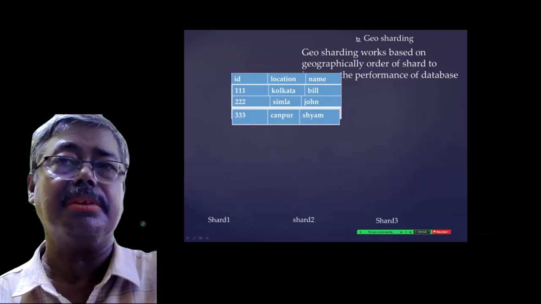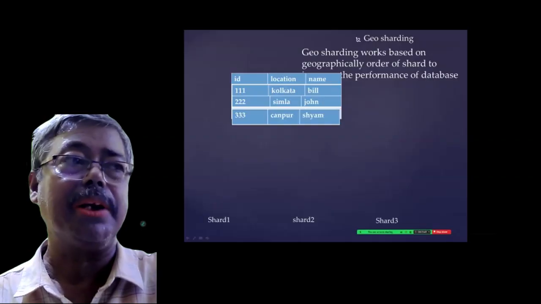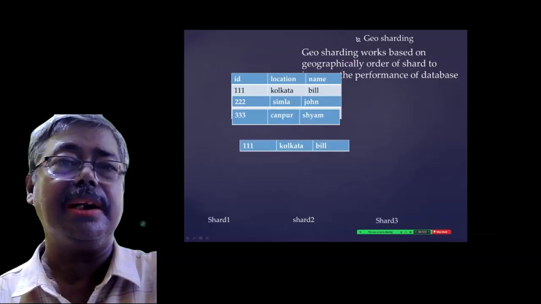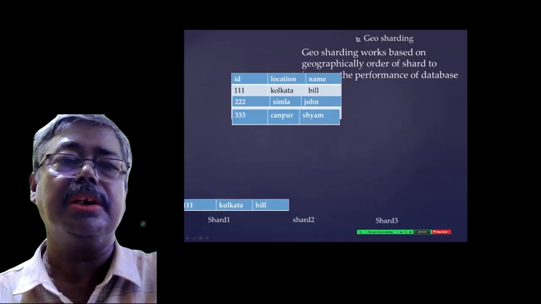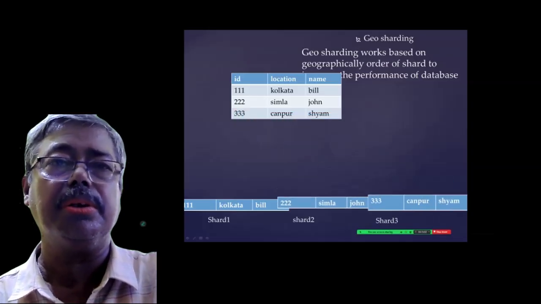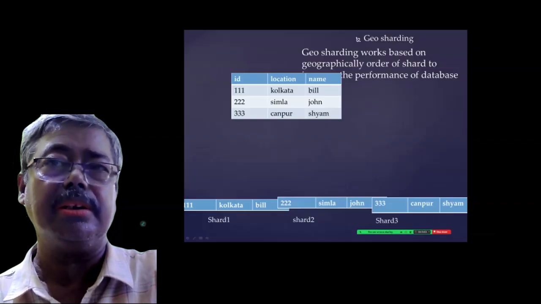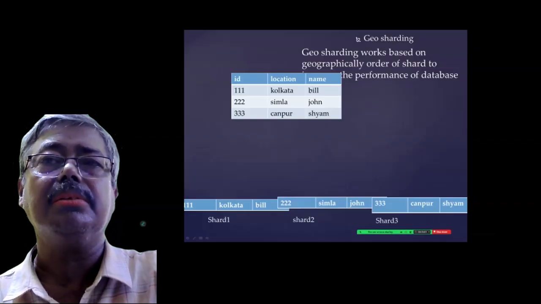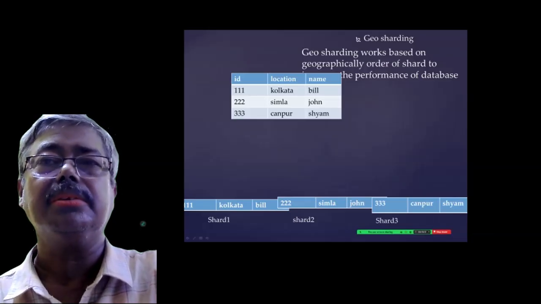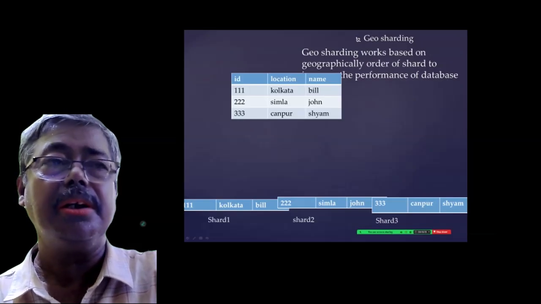Another type of sharding is geo-sharding, location-wise sharding. As per geographical order, the subset is shifted. For example, row 111 is shifted to shard 1, row 222 to shard 2, and row 333 to shard 3. This is geo-sharding. Geo-sharding also gives the facility of local databases, not depending on a remote main database.